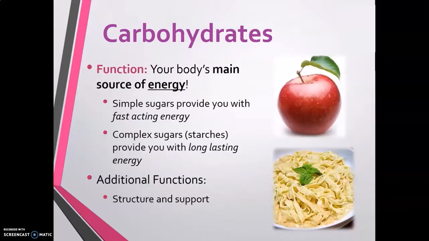The function of carbohydrates is going to be primarily energy. This is what your body uses as an immediate source of energy. A simple sugar can give you fast-acting energy. A complex sugar like a starch will give you more long-lasting energy. So if you need energy right now in this moment, you might want to choose a food with more simple sugars like a fruit. An apple, for example, has a lot of that natural fruit sugar in it. That can give you a quick boost of energy.